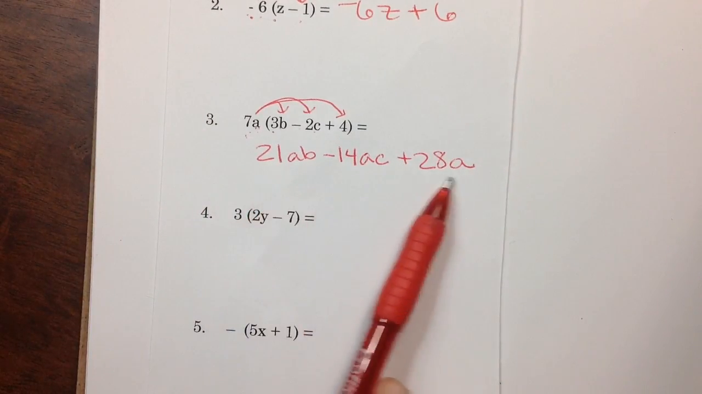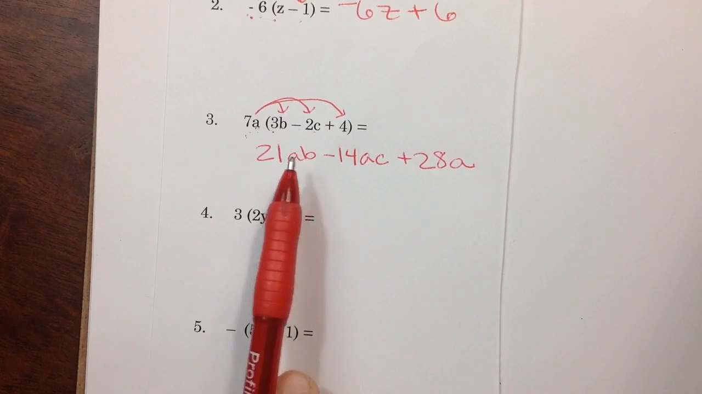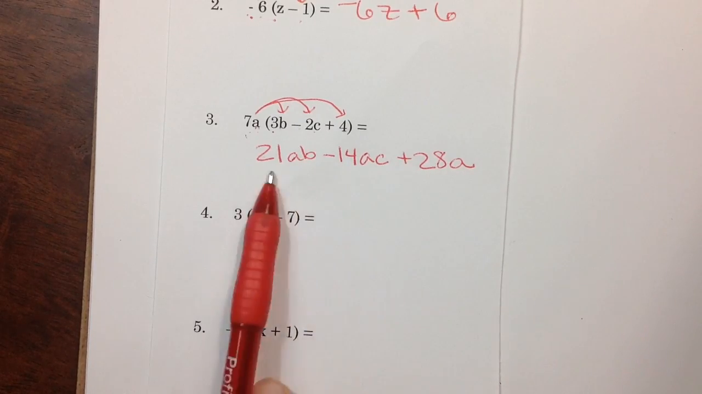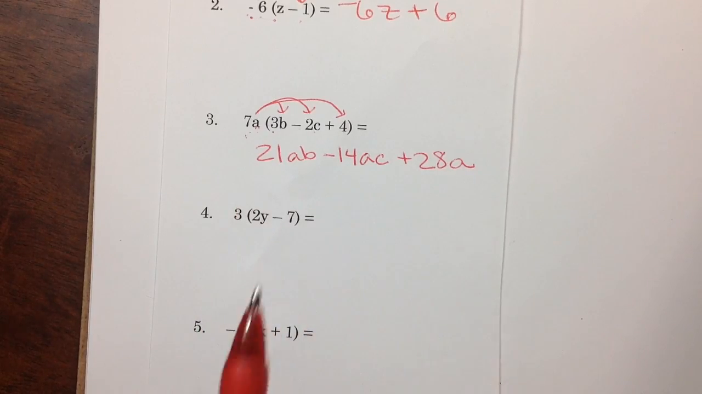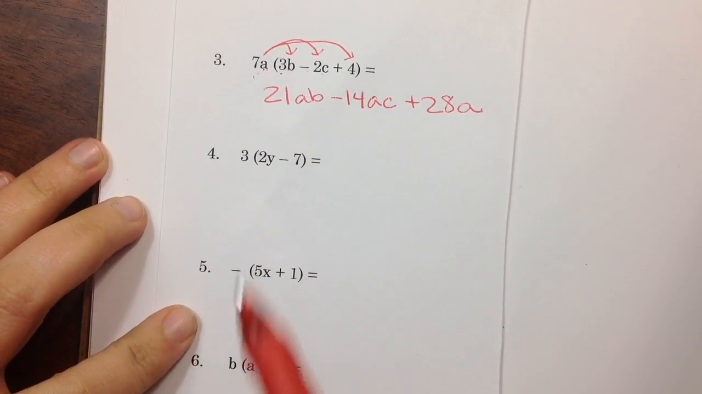You can't combine any of these because the terms are different. AB plus an AC and A are all different terms. So you can't combine them. So this would just be your answer. You'd be finished. All right, let's do 4.